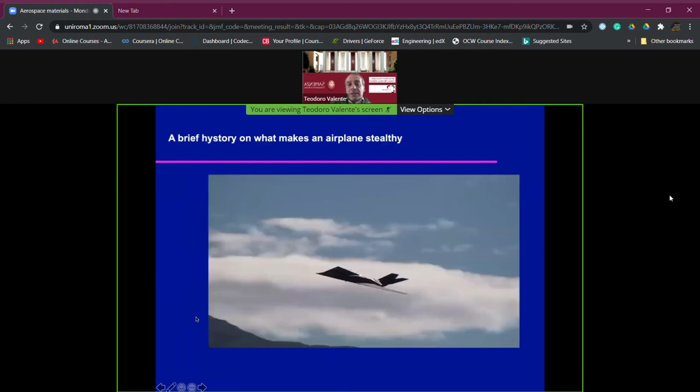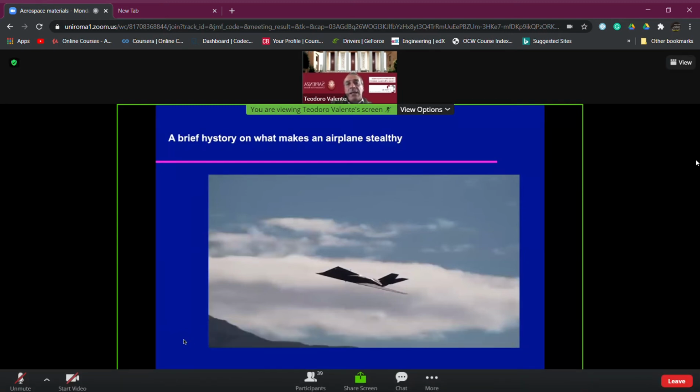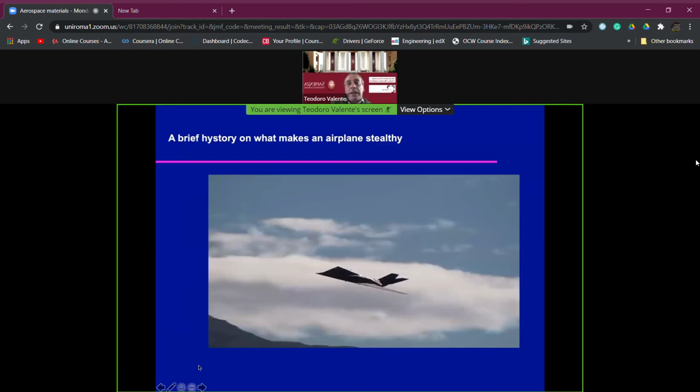To have a brief history of what makes an airplane stealthy, repeating also in a graphic way some of the concepts that we have just mentioned up to now, let's have a look at this short video, which by images perhaps can contribute to clarify what we have said up to now. So let's start, and then at the end, we will continue with our discussion.